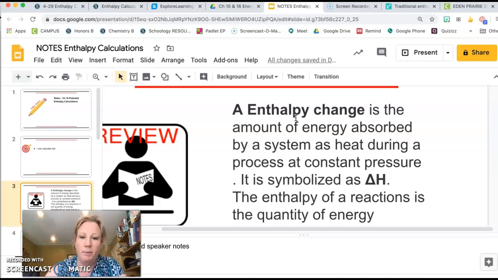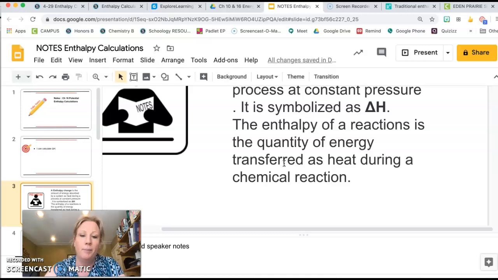Delta H, enthalpy change, is how much energy is being absorbed or released by a system. So absorbed from the surroundings into the system, or from the system back out to the surroundings. And we represent this with a delta H.